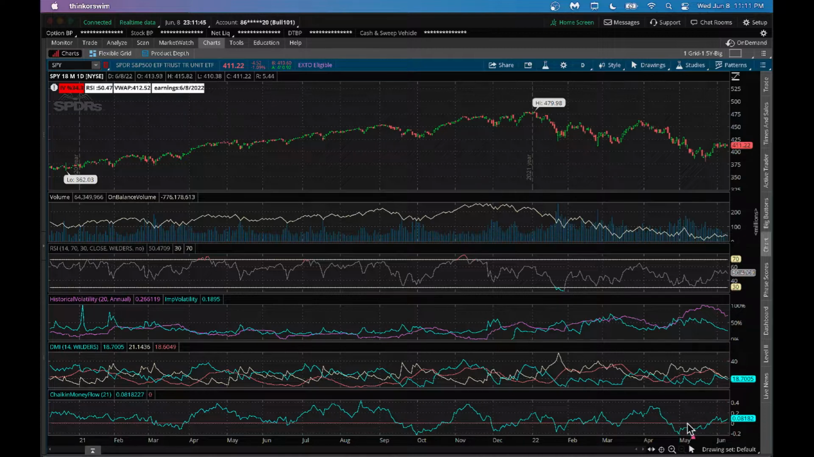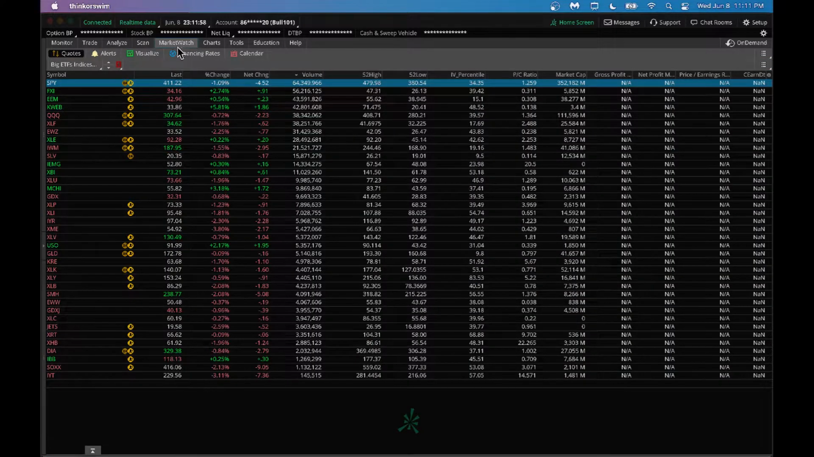Looks like smart money is buying S&P 500 here. Smart money thinks this is a good time to buy. This can bounce and go higher. And as you look through here, let's go back to market watch tab here. All right, so we got a few more.